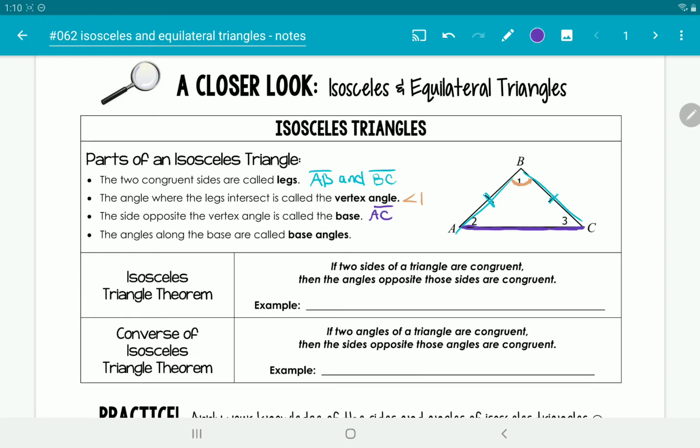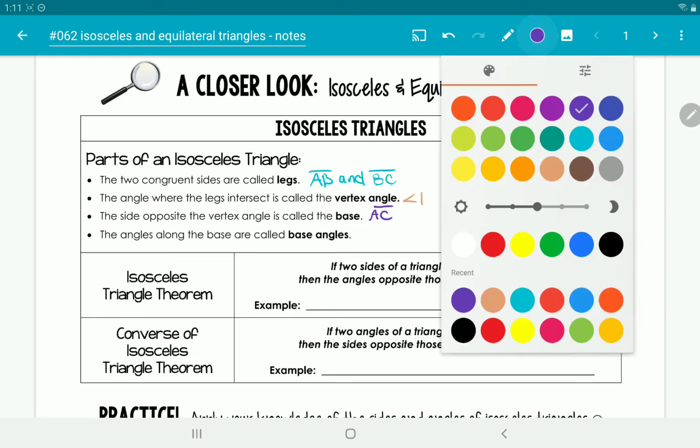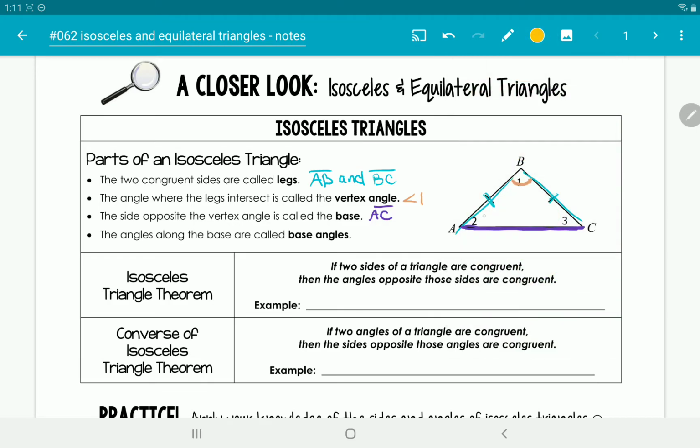Okay? And then lastly, if we look at the angles that are along the base, so the angles at the end of each leg that they don't share with one another, if you trace the end of the leg to the angles that they don't share, you're going to get 2 and 3. So angle 2 and angle 3 here are the base angles.